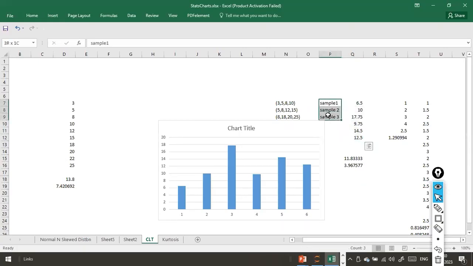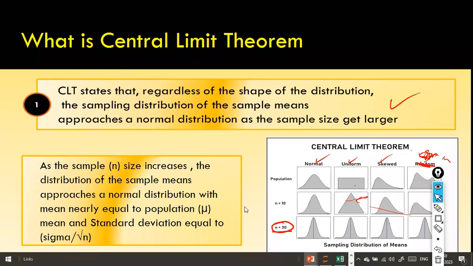With 3 sample means, if you plot it here, it was not normally distributed. I increase the number of samples to 6, and when I plot the 6 sample means, it becomes approximately normally distributed. Another point is that as the sample size increases, the distribution of sample means approaches a normal distribution, with the mean nearly equal to the population mean, and the standard deviation equal to sigma divided by square root of n.